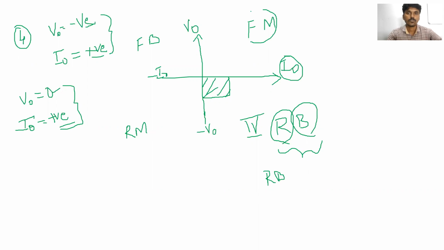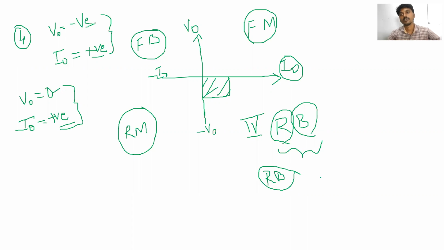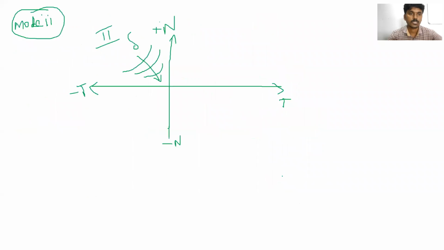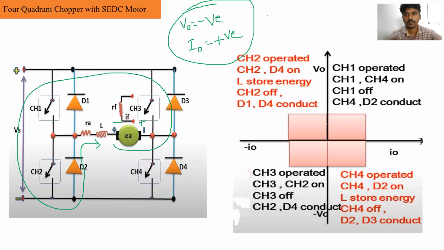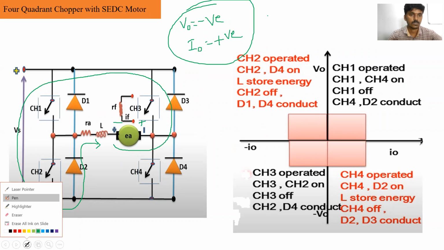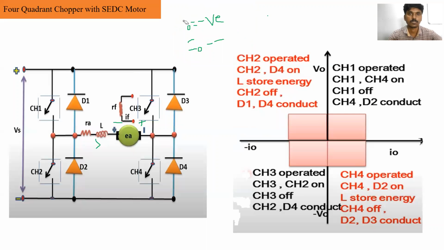These are the four quadrants: forward motoring, forward braking, reverse motoring, reverse braking. Clear? So these are the four quadrant choppers with DC motors. You can draw the four quadrants like this, and you have to draw the circuit diagram at least 2 times whenever you explain the fourth quadrant operation of the chopper. Clear?